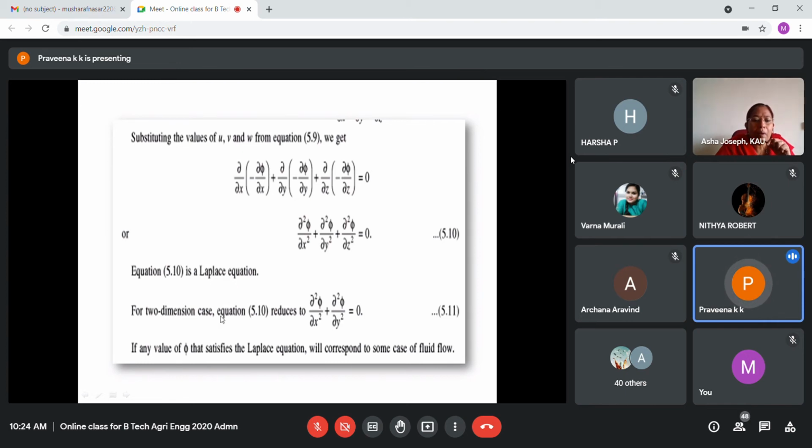For the two-dimensional case, this Laplace equation reduces to dou square phi by dou x square plus dou square phi by dou y square, because it is a two-dimensional case. That means flow will take place only in the two directions, x and y. You are not taking the flow in the z direction. So only two components. And I think you have already studied how this mathematics works.